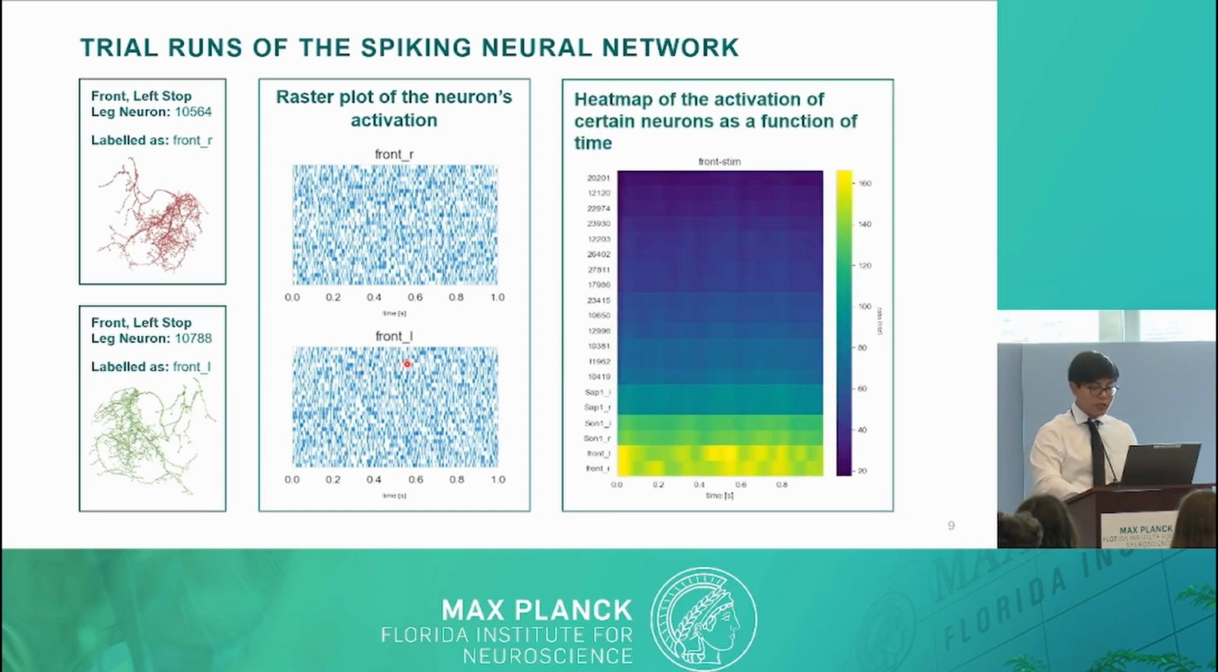But then we can go to the heat maps and we can see the stimulation rates of the top 20 neurons in that local circuit. And we can see that front left and front right are the most stimulated.